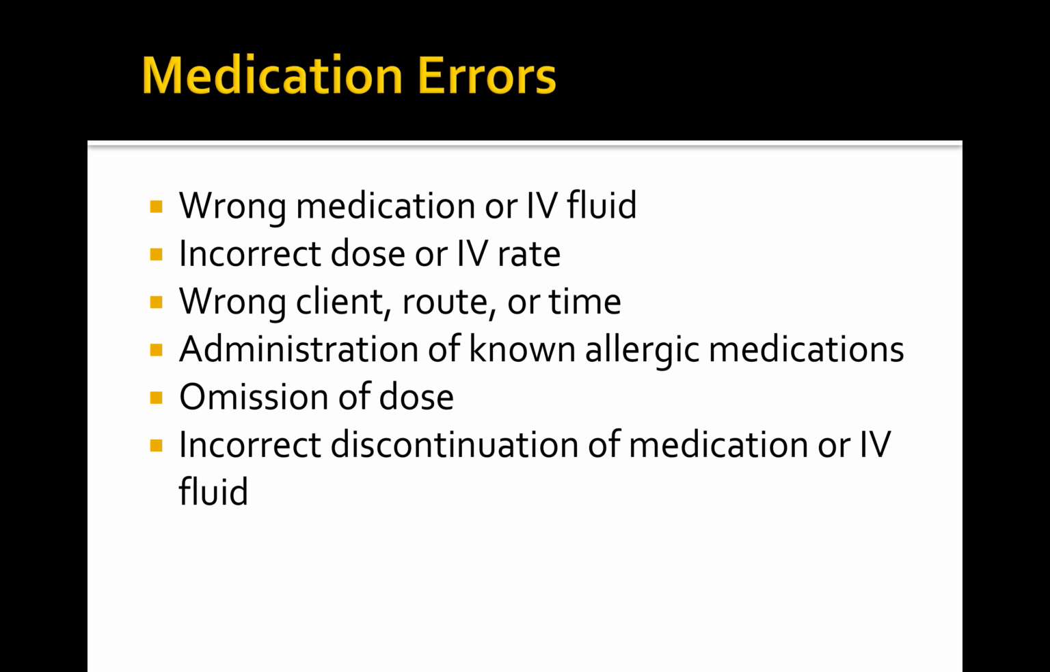Medication errors: wrong medication or IV fluid, incorrect dose or IV rate. We have the wrong client, route, or time. Administration of known allergic medications. You forgot to check the allergy. We went ahead and gave the penicillin anyway. Omission of a dose. A lot of people do not think this is a medication error, but it's a big one. If you omit a dose and they don't get it, means we skipped it. That's an error. And then the same thing, incorrect discontinuation of medication or IV. We just stopped it. That would be along the lines of omission also.